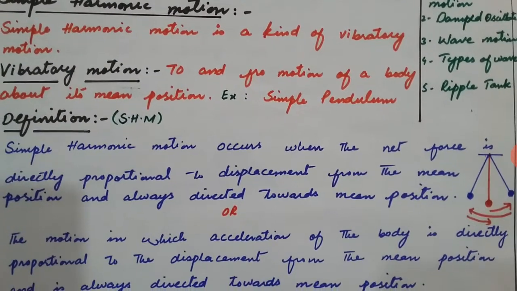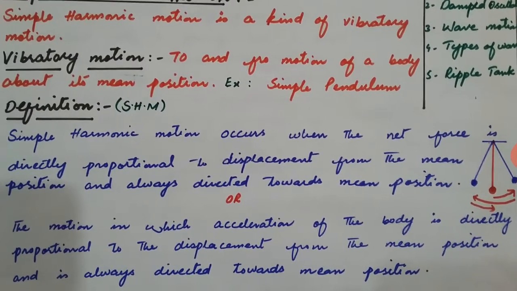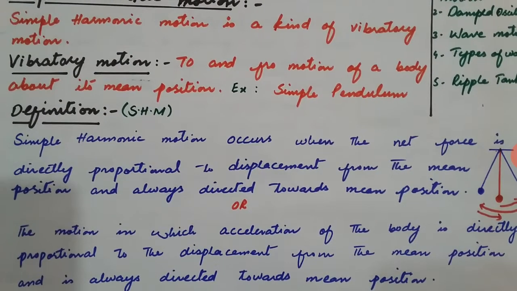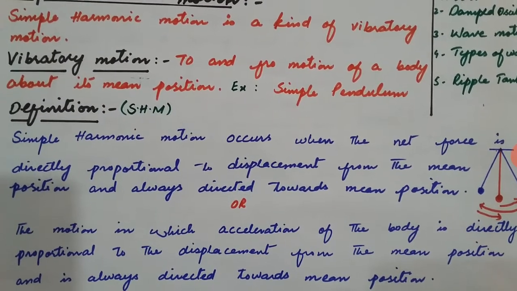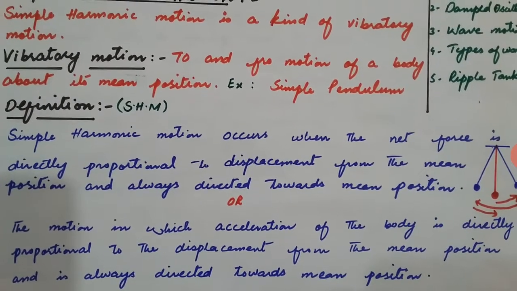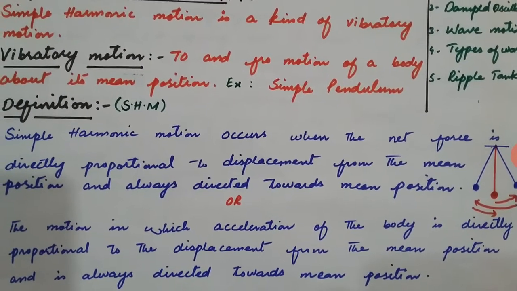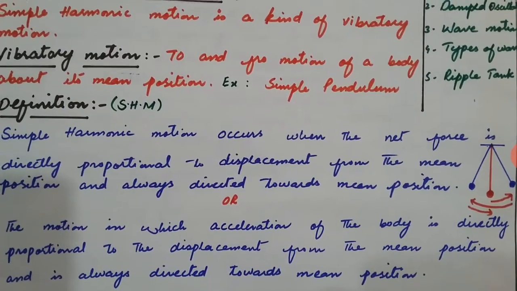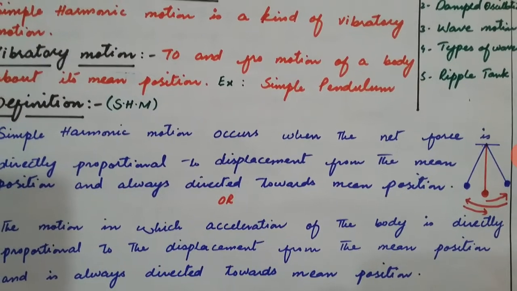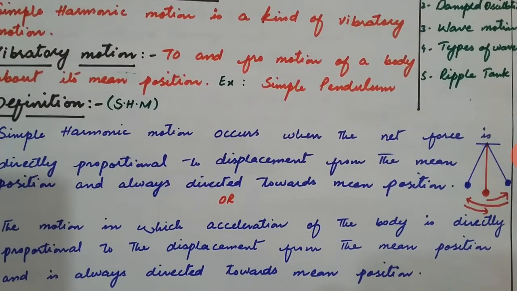Another definition of simple harmonic motion is the motion in which the acceleration of the body is directly proportional to the displacement from the mean position and is always directed towards the mean position. In this definition, acceleration is directly proportional to displacement because acceleration and net force are directly proportional to each other. So we can say that acceleration is also directly proportional to displacement.